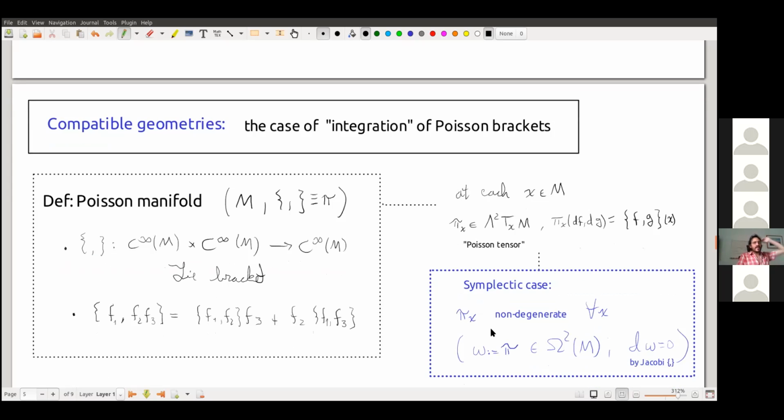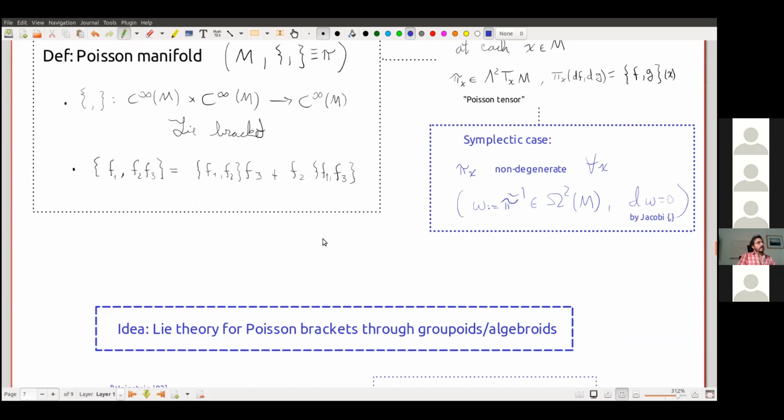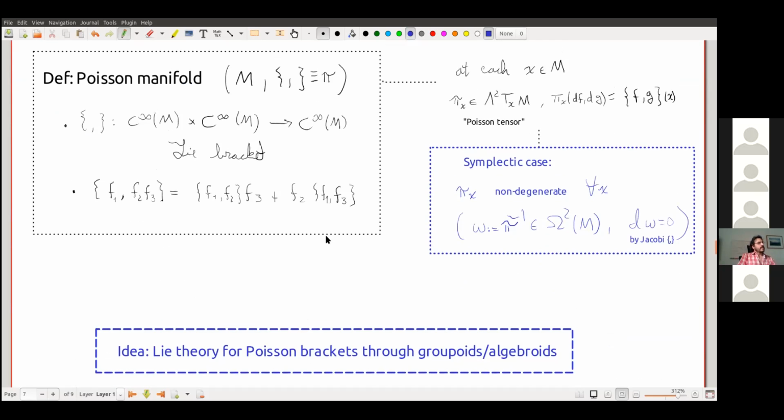And symplectic manifolds are particular cases in which this tensor is non-degenerate. If you invert it, here there is an inverse missing, so if you invert it, you get a two-form that is the standard description of a symplectic structure. It's a closed two-form and so on. Okay, so what happens in Poisson manifolds? The idea is that if you wanted to do Lie theory with this Poisson bracket, because the space of all functions is infinite dimensional, you run into these problems of infinite dimensionality.